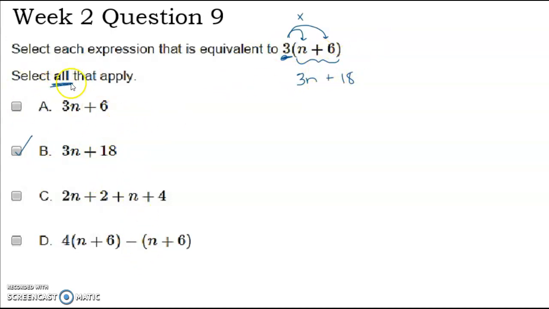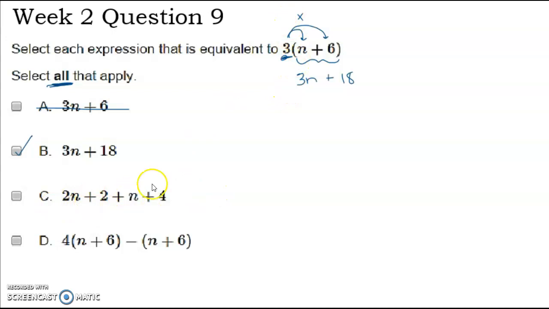Whenever you see "all that apply," I guarantee there's at least 2. So let's look at this first one. It looks like it could work. The 3 distributed to the n does give me 3n, but then I still have that 6, and that's not how the distributive property works. It has to be distributed to all. In this case, it didn't get distributed to the 6, so it cannot be A.